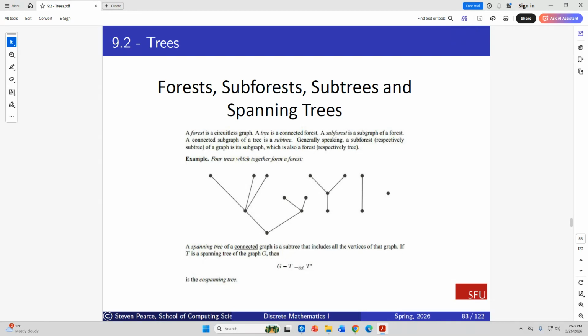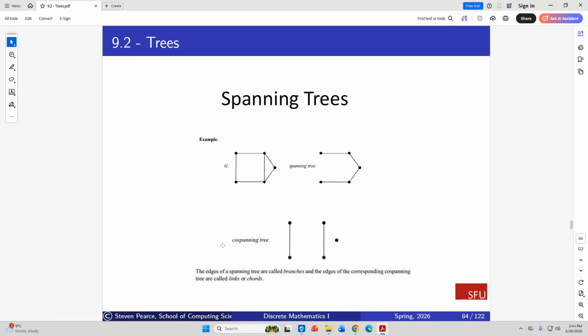If T is a spanning tree of graph G, then G minus T, T being the spanning tree, is by definition the co-spanning tree, T superstar. So here we've defined a connected graph which has a spanning tree, and a co-spanning tree, which is the complement of T, actually.